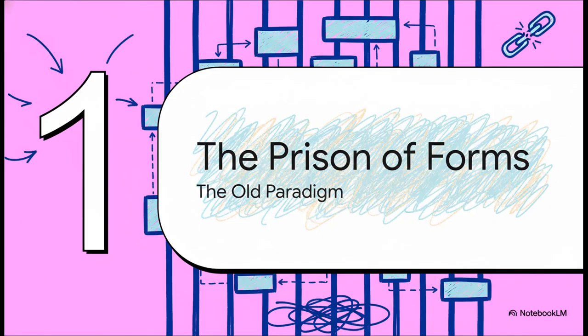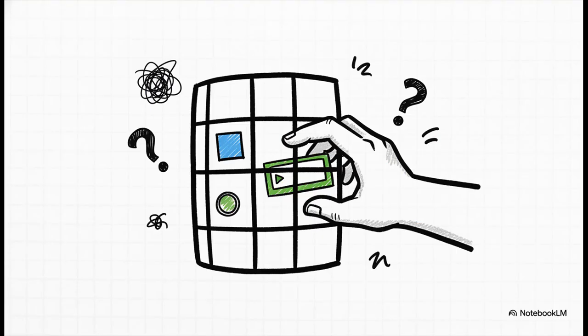Okay, so to really get where we're going, we've got to first understand the problem we're so happy to be leaving behind. And it's a problem we can call the prison of forms. For years, for the longest time, the way to do this was something called human-driven design. Sounds good, right? You'd use some page designer, you drag some buttons and boxes onto a screen, hook it up to your data, and boom, you've got an app. But this whole approach, as simple as it sounds, it comes with some serious hidden costs.